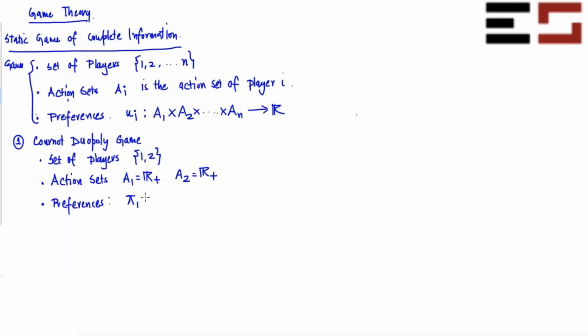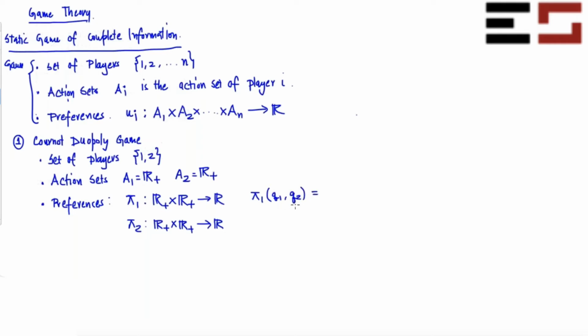So pi_1 will be a function from R plus cross R plus, because this is the action set of player 1 and this is the action set of player 2, so it's a function from R plus cross R plus to the real line. Similarly, pi_2 will also be a function from R plus cross R plus to the real line. What are these functions? You have to also write that. It's a function of q1, q2.